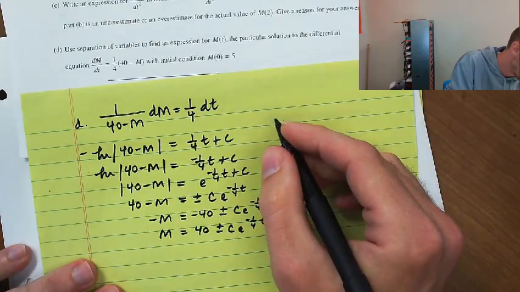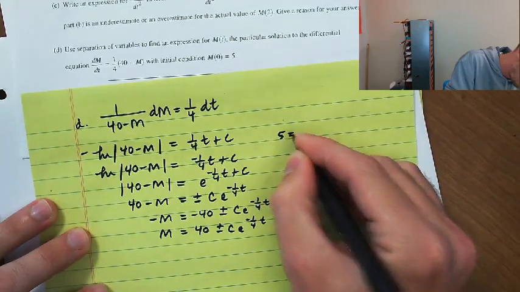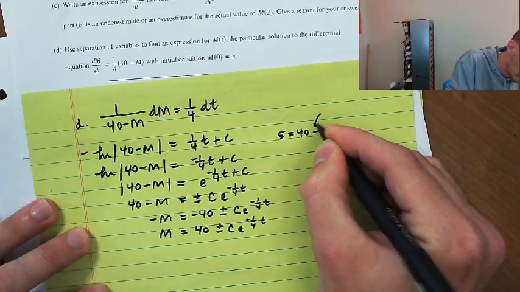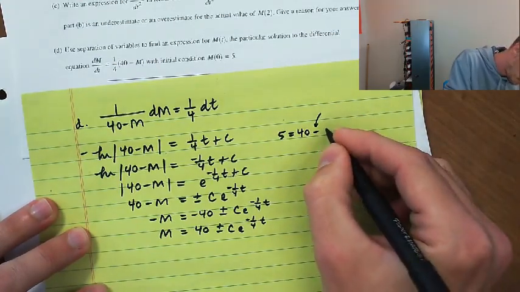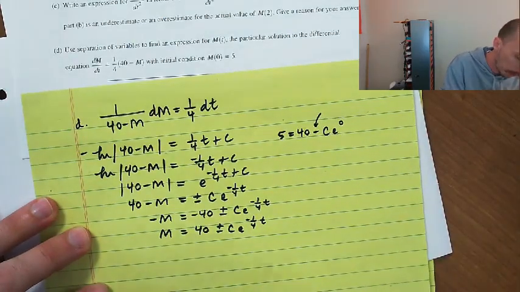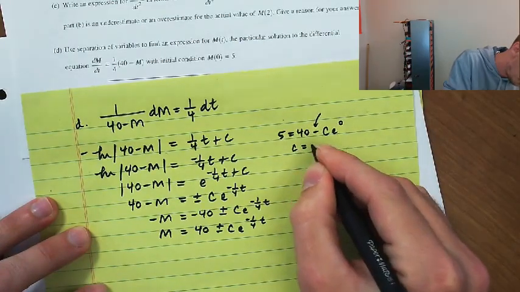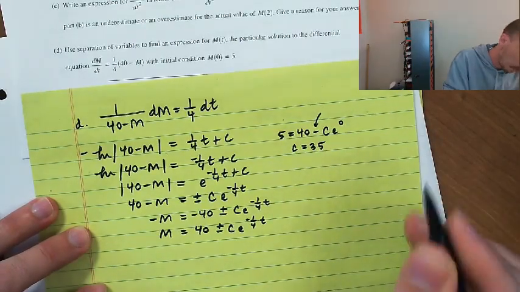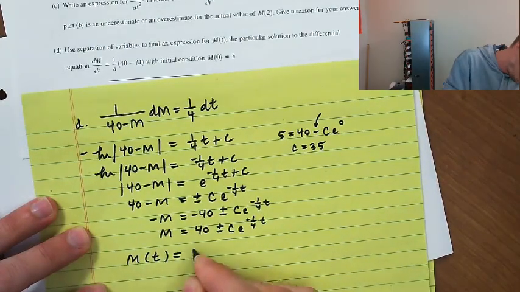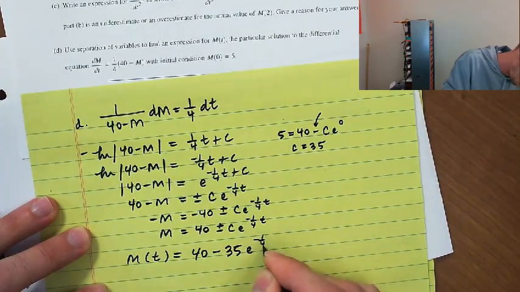At t equals 0, the temperature is 5. So 5, which is the temperature of the milk, equals 40 minus 35. So I know it's going to be a minus: minus c times e to the negative 1/4 of 0. Well, 5 is 40 minus 35, and e to the 0 is 1, so that's telling me c needs to equal 35. And so my final answer is m of t equals 40 minus 35 e to the negative 1/4 t.